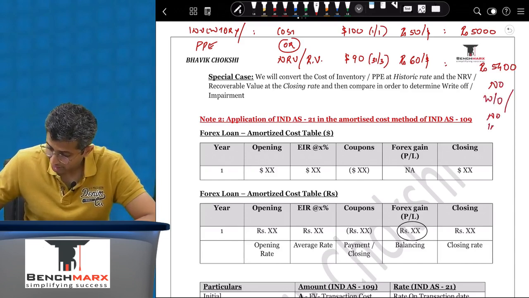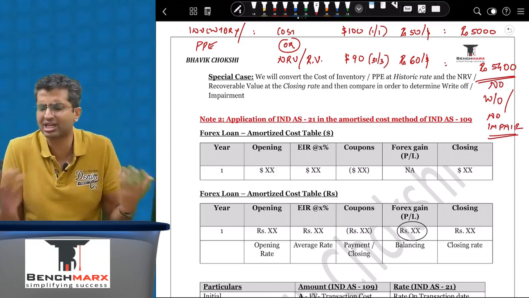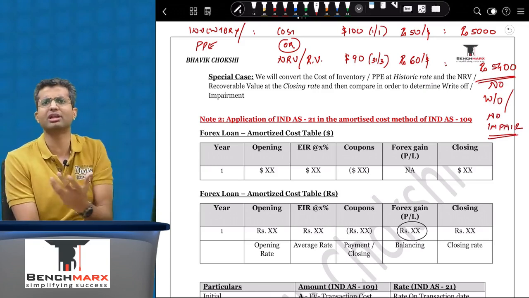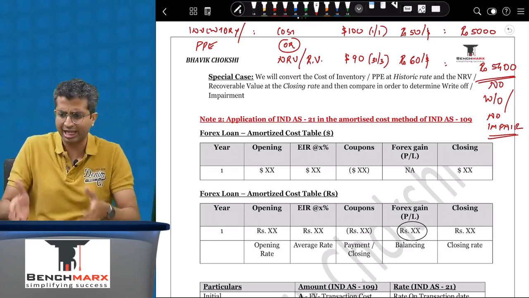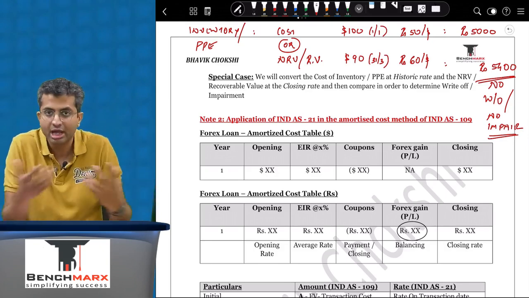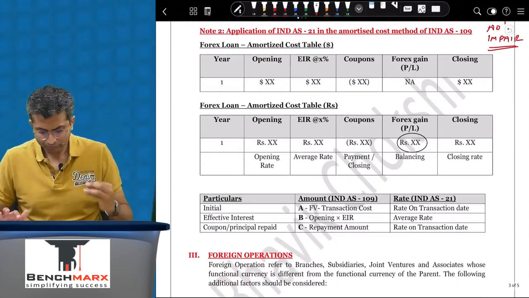Sir, but the dollar amount is impaired. But you are preparing your accounts in rupees, and in rupees the asset is capable of giving you more than the cost. Whether that is due to an increase in selling price or whether that is due to an improvement in exchange rate, we don't really care. We cannot say that the inventory or the PPE is impaired because it is giving you more than the cost in the functional currency. This is what the standard mentions.